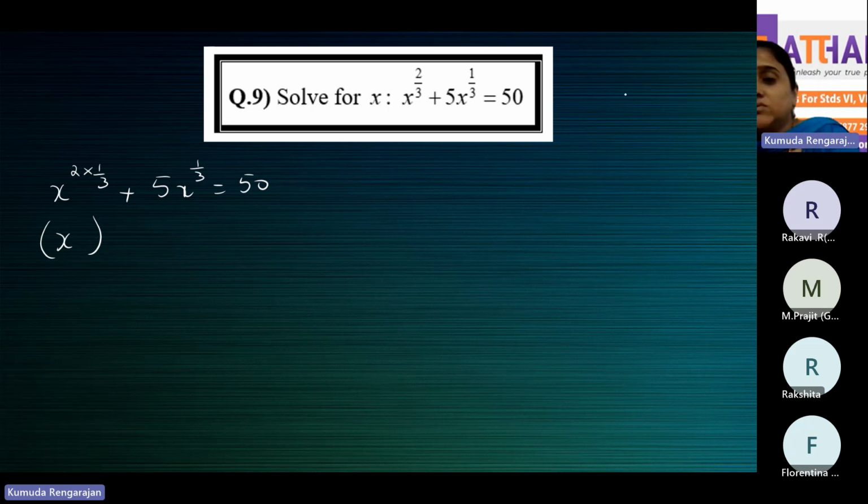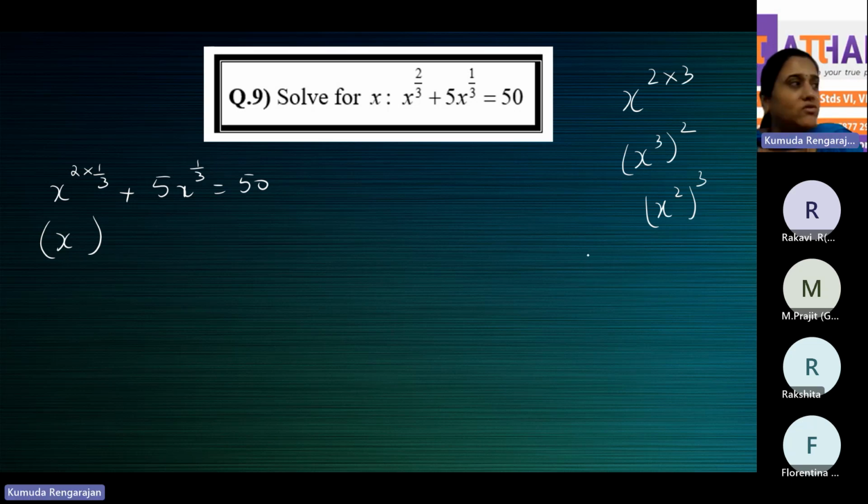Let me clarify that also. Now when you have x to the power 2 into 3 like this, you can write x cubed the whole square, or you can write x squared the whole cube. Both are the same, both are 3 into 2, 2 into 3. Okay, so write it as x to the power 1 by 3, the whole square.